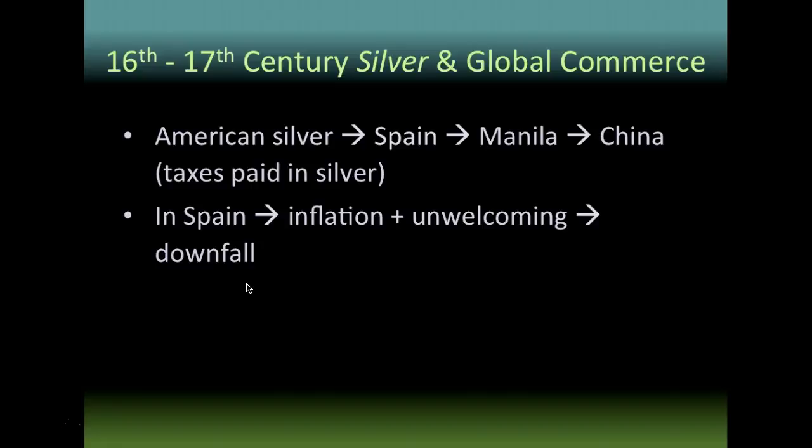So the value of the silver is reduced, and you need a lot more of it in order to pay for the same stuff. The inflation, plus the fact that the Spanish were very unwelcoming to outsiders, to foreigners, led to Spain's downfall in the long term. By the end of the 17th century, the Spanish were no longer the superpower of Europe or the world.